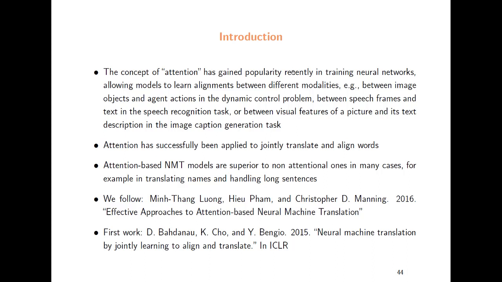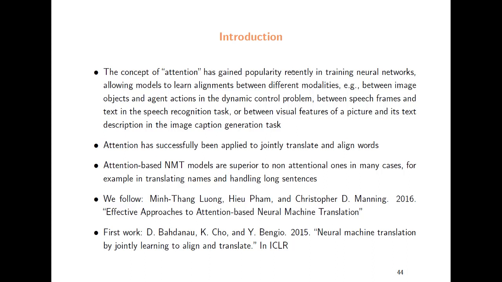So the model sort of learns the alignment between different modalities. It can be applied to translation. So that's one of the main application areas, but attention is now being used in many applications beyond translation systems. Attention-based neural machine translation models are superior to non-attentional ones in many cases, for example, in translating names and handling long sequences.